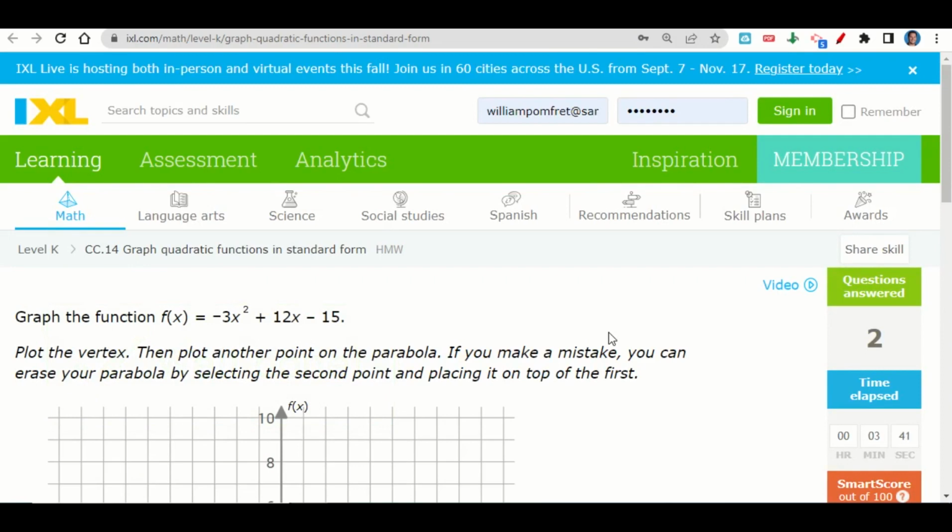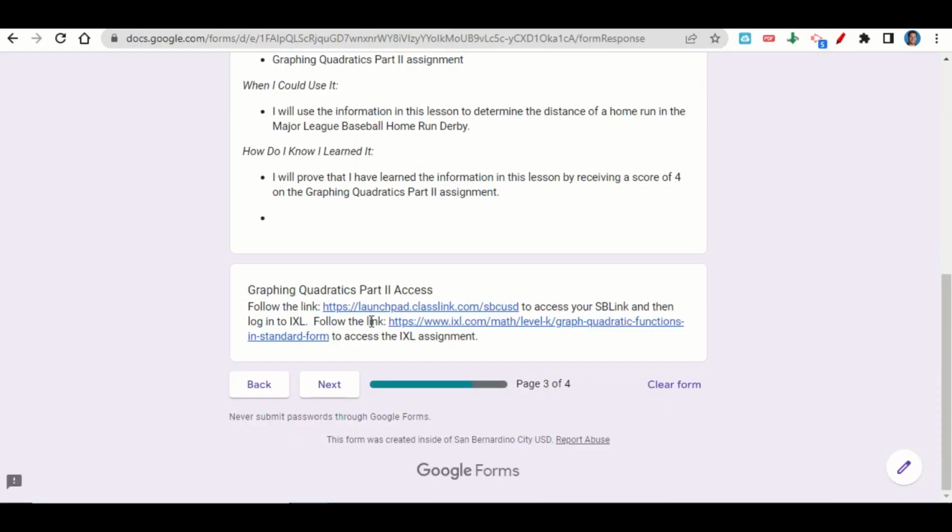So you'll continue to answer these questions all the way until you get to the end. Once you get a smart score of at least 80, go ahead and return to your Google form and click next. This will take you to your before you go. Go ahead and fill out your before you go and then submit your work on Google Classroom.